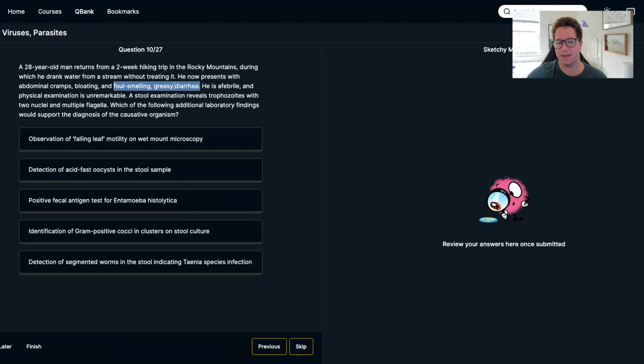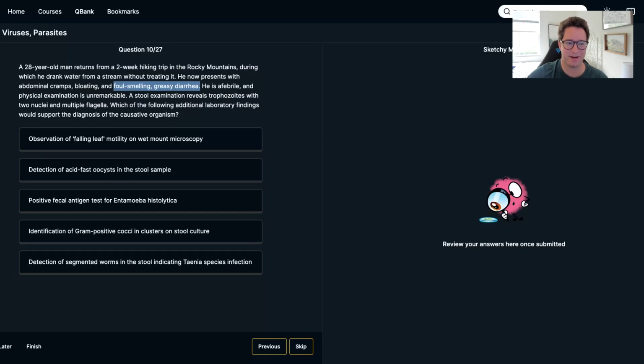If you didn't already guess it, here's another set to help you. But the question's not asking what is the bug. It's what is going to support the diagnosis. This is why this is board style and higher order, because it's not just asking what is it. It requires that you know what it is to answer the question, because it's not directly the name. So what additional laboratory findings would support the diagnosis of the causative organism? Spoiler alert, the causative organism is Giardia.